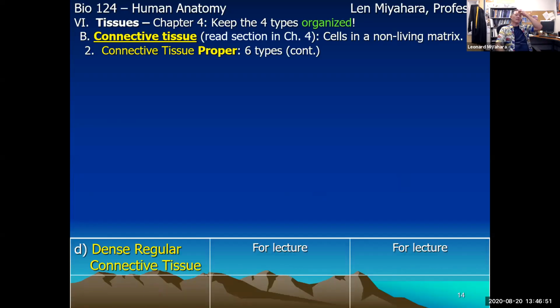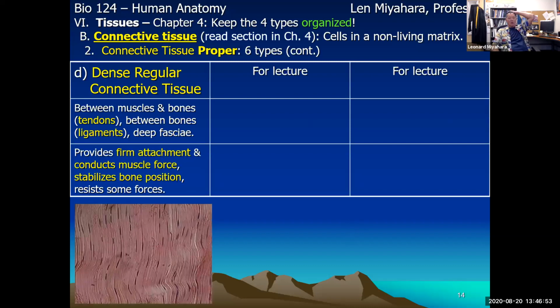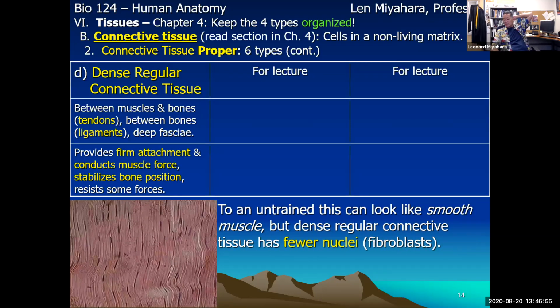Okay, here it is written out. 4 words, dense regular connective tissue. This is what we usually think about with connective tissue as it connects things. What you want to write next to dense regular connective tissue is that it is dominated by parallel lines. They don't even have to be straight. They can be wavy, but they're parallel. And it has very few nuclei.